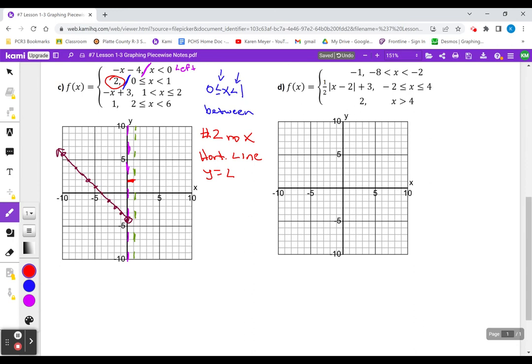Now, the other thing we have to do is we have to look at open or closed circles. Next to 0, it has the or equals to bar, so that should be closed. Now, next to 1, that one does not have the or equals to bar, so everybody good, that should be open.